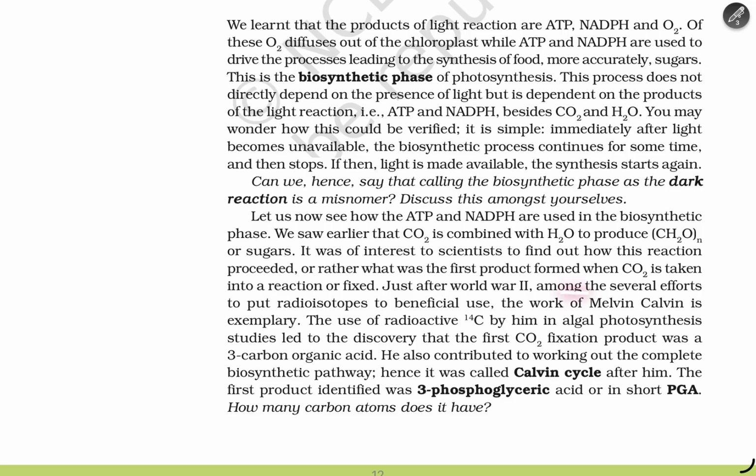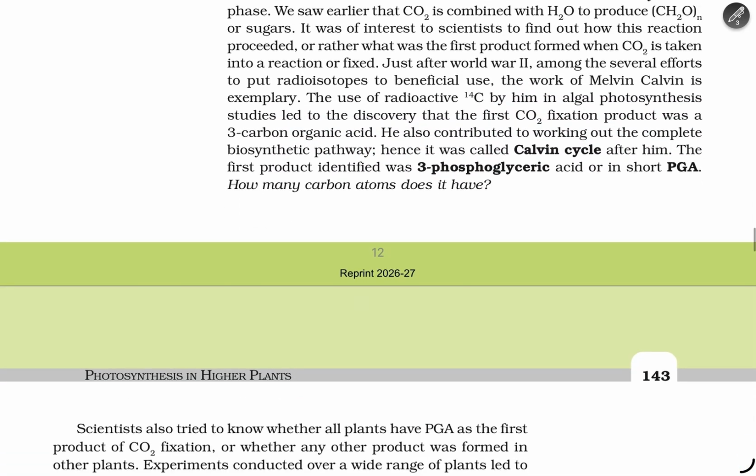Just after World War II, among the several efforts to put radioisotopes to beneficial uses, the work of Melvin Calvin is exemplary. His use of radioactive carbon-14 in algal photosynthesis studies led to the discovery of the carbon dioxide fixation product, which was a 3-carbon organic acid. It contributed to working out the complete biosynthetic pathway. Hence, it is called the Calvin cycle after him. The first product identified was 3-phosphoglyceric acid, in short PGA.